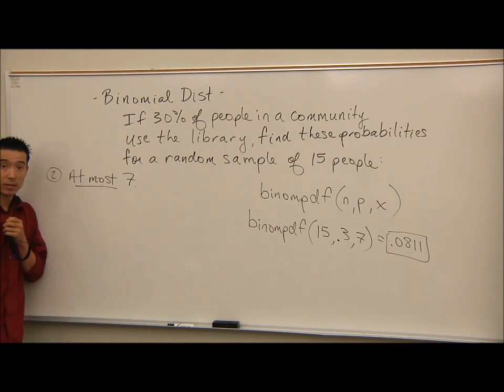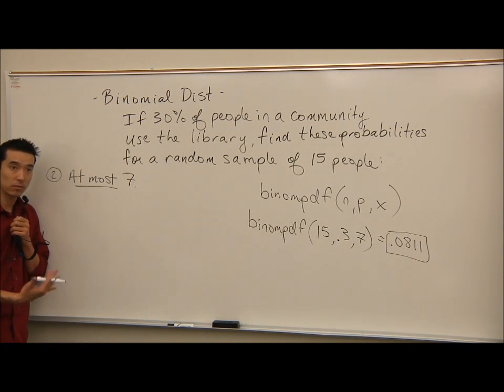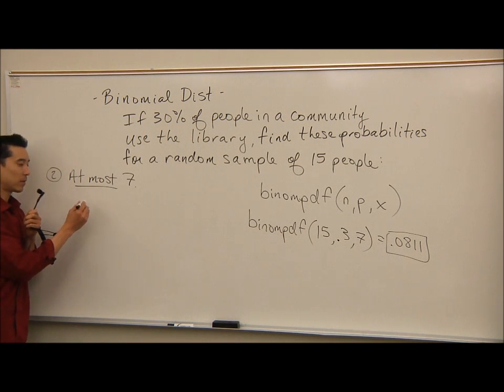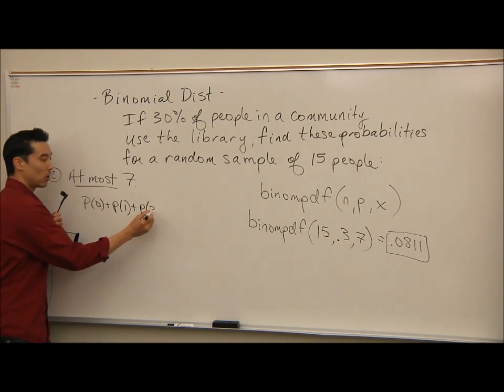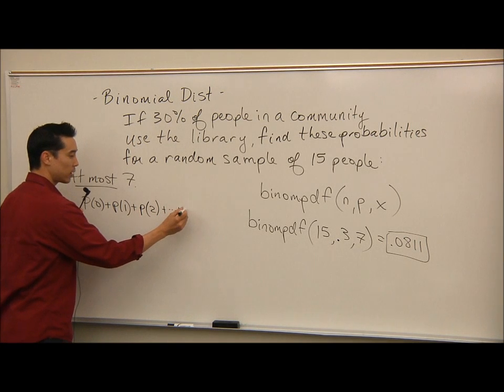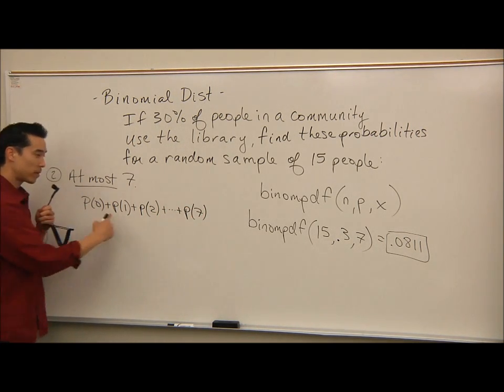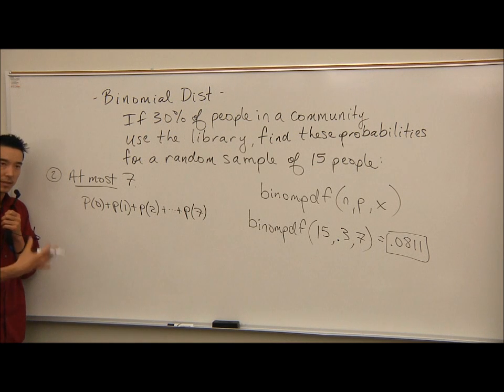Okay, so the first thing that we need to know is, what does at most 7 mean? What could be true if we're saying at most 7? Could have 0 people use it, 1 people use it, 2, 3, 4, 5, 6, at most 7. Okay? So how would I do this before today? I would go to my chart and I'd have to do probability of 0 plus the probability of 1 plus the probability of 2 all the way up to and including probability of 7. This is what we mean by at most 7. Okay? It could be 0 all the way up through 7.